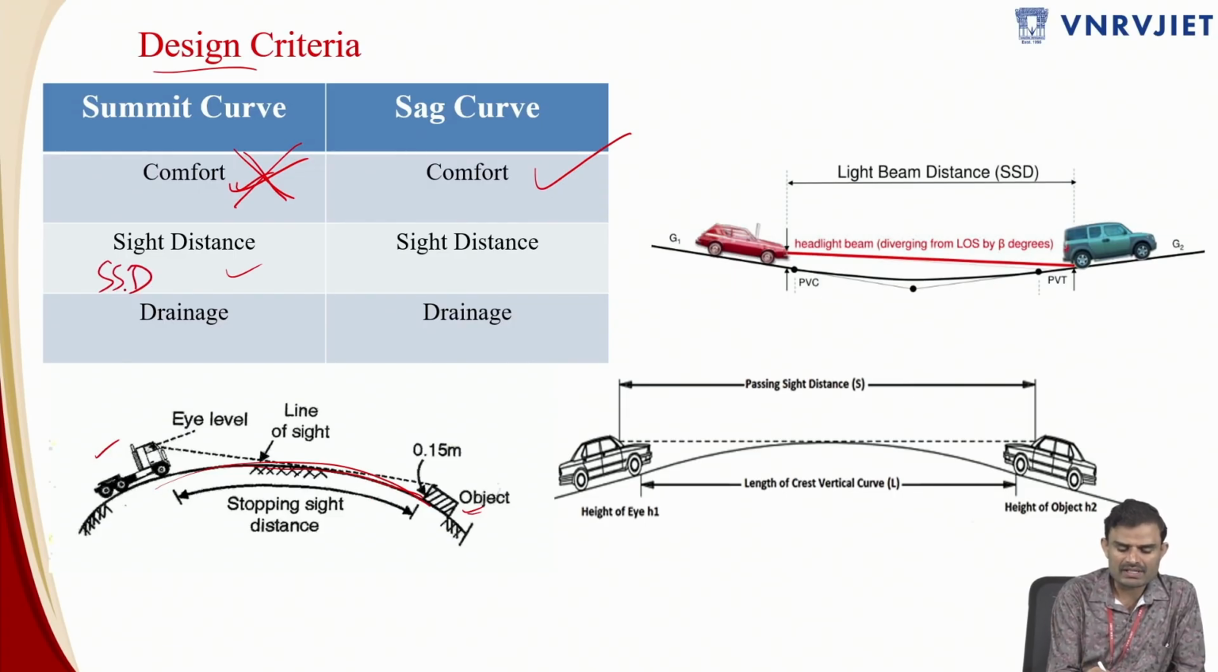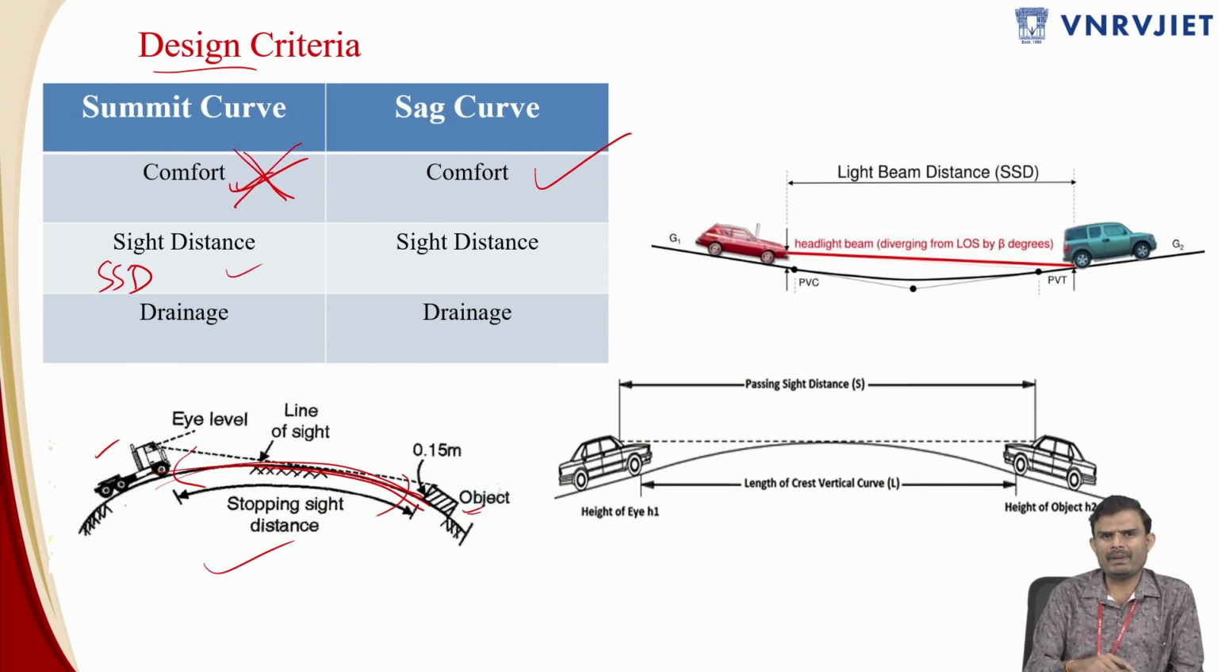One is stopping sight distance. If you look into stopping sight distance, you have a vehicle on one side where the height of the driver's eye is 1.2 meters, and there is an object in front of you at some distance with a height of 0.15 meters. You should stop in front of that object such that you will not undergo any collision. The sight distance available ahead of you for stopping the vehicle is said to be the stopping sight distance. Even if it is one-way traffic, you should have this much distance visible to you in front of you. So you have to design for stopping sight distance.